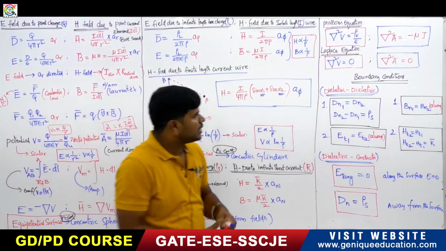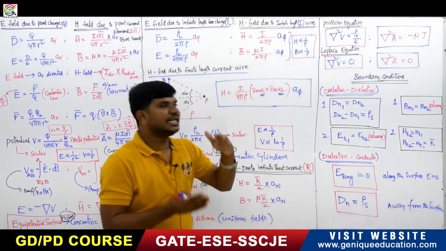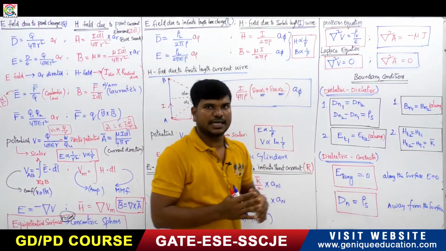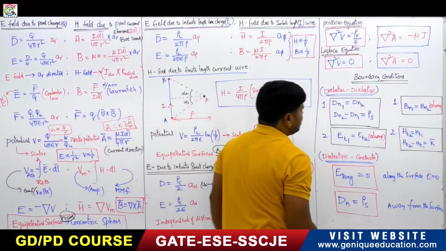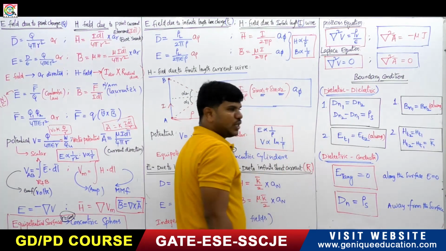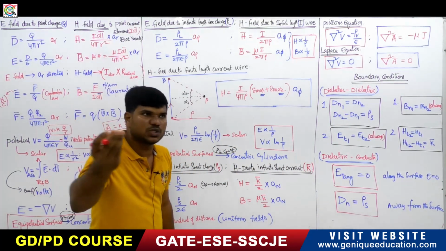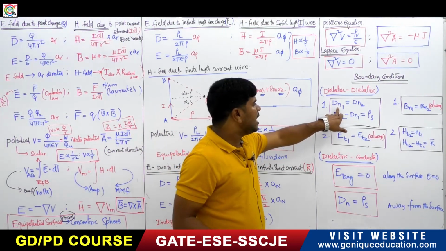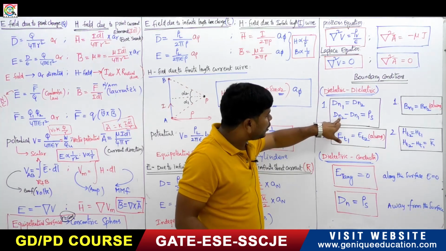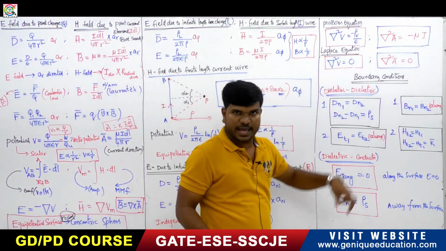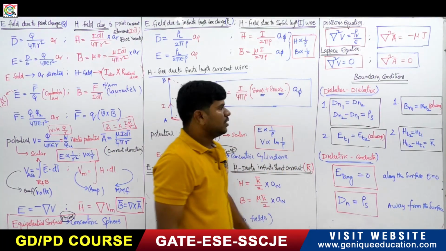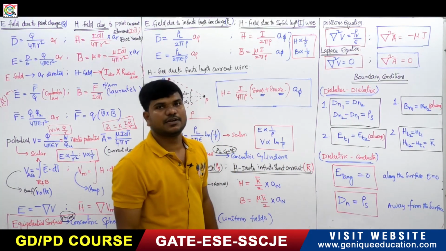If you consider the first one, the dielectric interface, that means the first medium is dielectric and the next medium is also dielectric, then these are the boundary conditions of the electric field. dN1 is equal to dN2. What are dN1 and dN2? The normal components of the electric flux densities are equal. Here dN2 minus dN1 is equal to rho s. These are the two conditions for the electric flux densities.